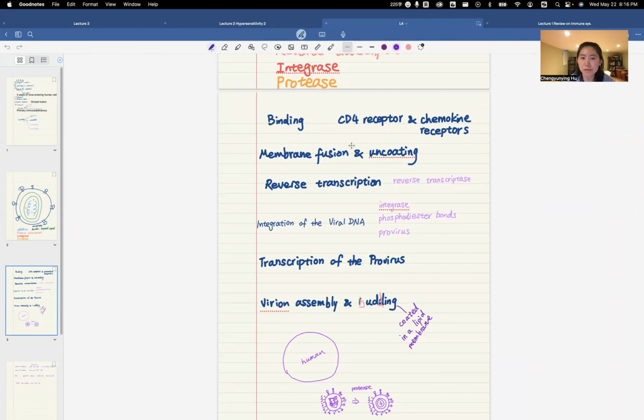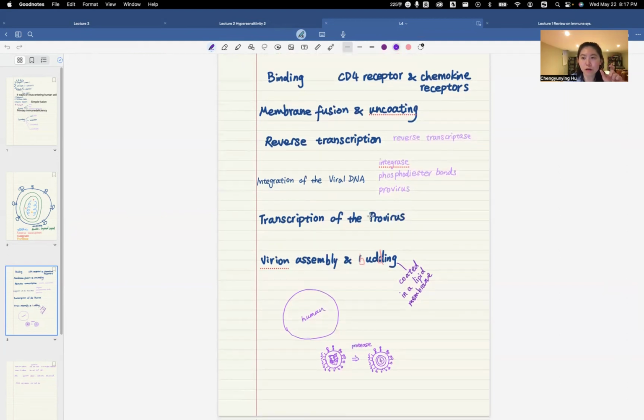So binding of the receptor, and then membrane fusion, uncoating, then reverse transcription. The RNA is transcribed into viral DNA, and the viral DNA is integrated into the human DNA. Then mRNA comes, transcribes, takes a portion of that provirus, that strand is taken by mRNA. mRNA sends it to the ribosome to produce viral protein.